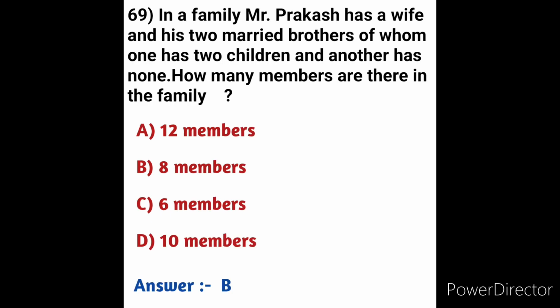Number 69. In a family, Mr. Prakash has a wife and he has 2 married brothers. Of them, one has 2 children. How many members are in this family? Here option B is the correct answer. 8 members. How? Prakash and wife, 2 members. Prakash has 2 brothers, married, means 4 members. 2 plus 4 is 6. Of those brothers, one has 2 children, means 2 members. 6 plus 2 is 8. Option B is the correct answer.